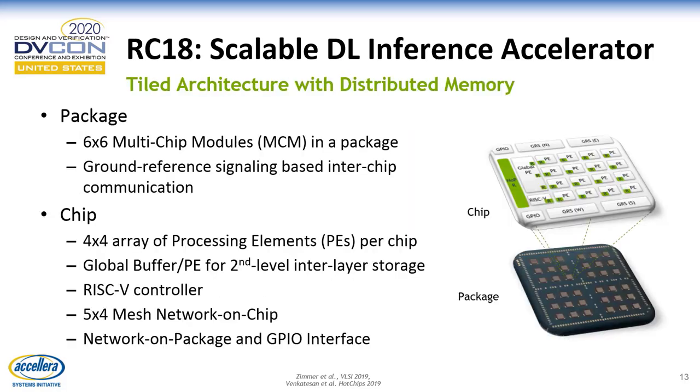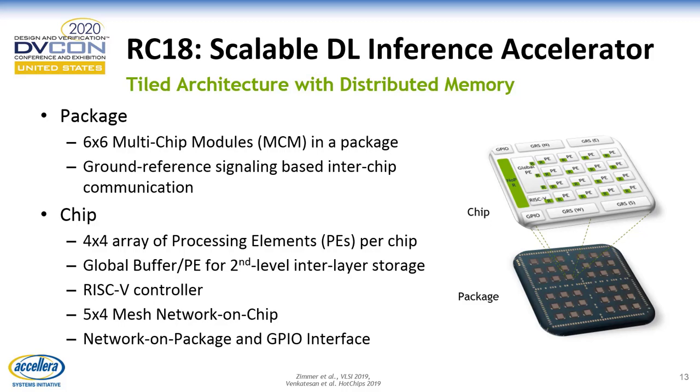The figure on the right shows the high-level overview of the RC18 accelerator. It is a tiled architecture with distributed memories. In order to achieve scalability, we embraced multi-chip modules. Each package had 36 chips integrated and connected together using ground-referenced signaling based inter-chip communication. We would like to note that while we chose an organic substrate at the package level, the methodology is agnostic to any choice of packaging as well as signaling approaches.